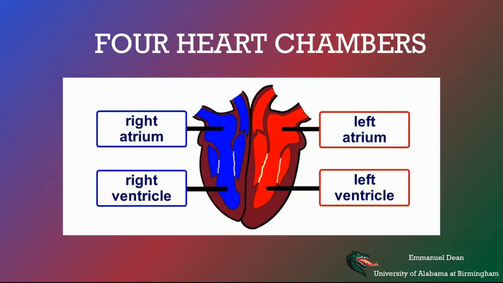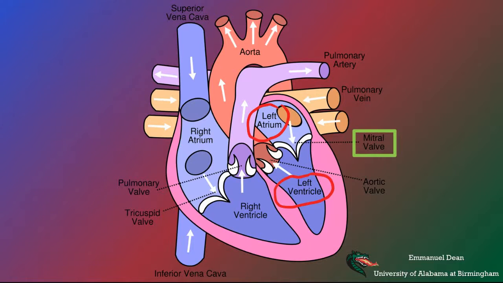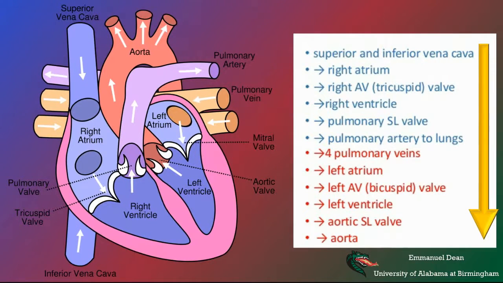The heart consists of four chambers: the right atrium, right ventricle, left atrium, and left ventricle. The tricuspid valve is located on the right side of the heart between the right atrium and the right ventricle, while the mitral valve is located on the left side of the heart between the left atrium and the left ventricle. Blood flow of the heart is intended to move in one direction. These valves prevent the blood from moving back into the atria when the ventricles contract.